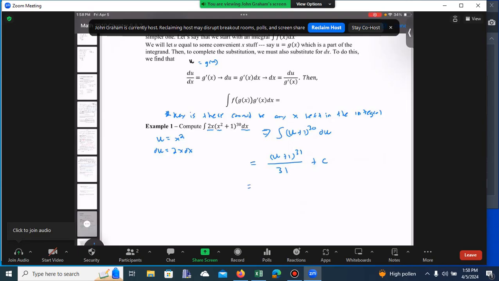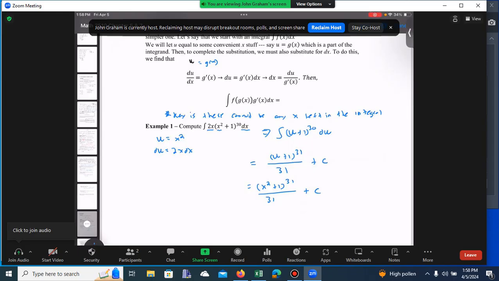Now we don't have any limits, so we don't have to apply the limits. We'll get into that soon. Now we want to bring it back to our x's. This becomes x squared plus 1 to the 31st power over 31 plus c. So that is how you would do the u substitution, and we made something kind of complicated simple.